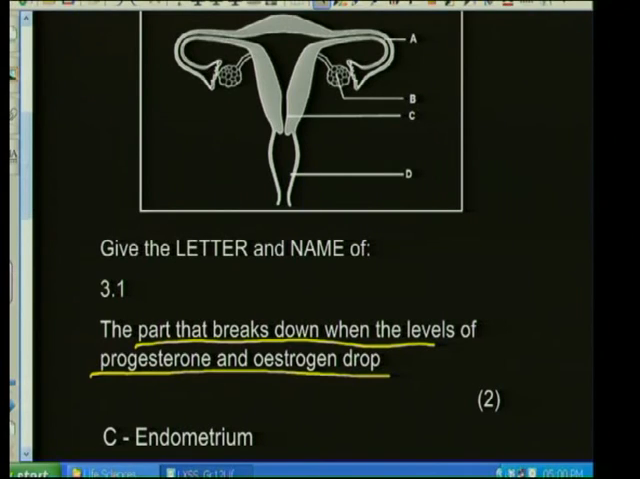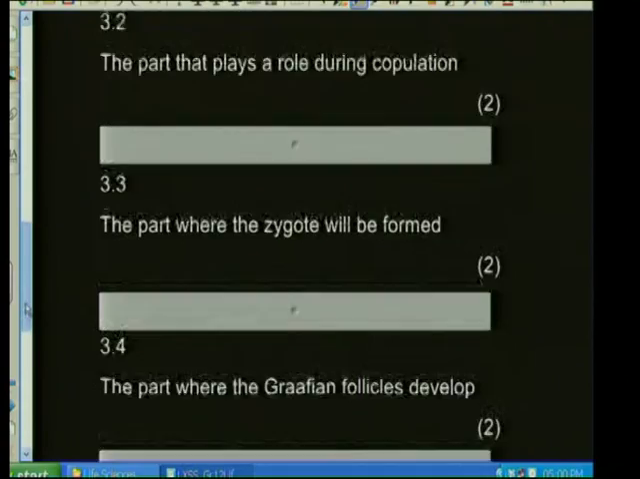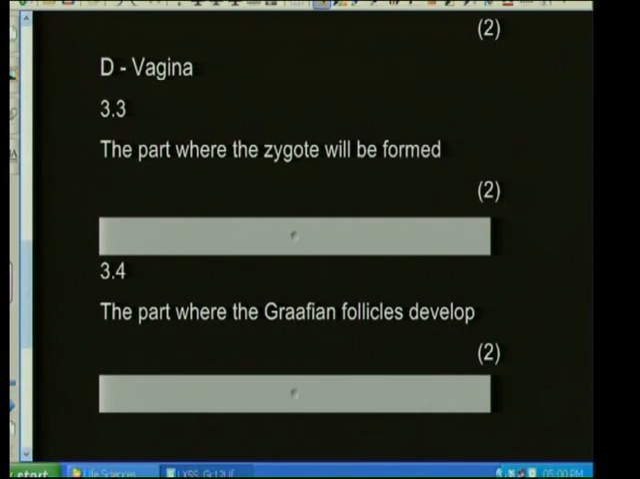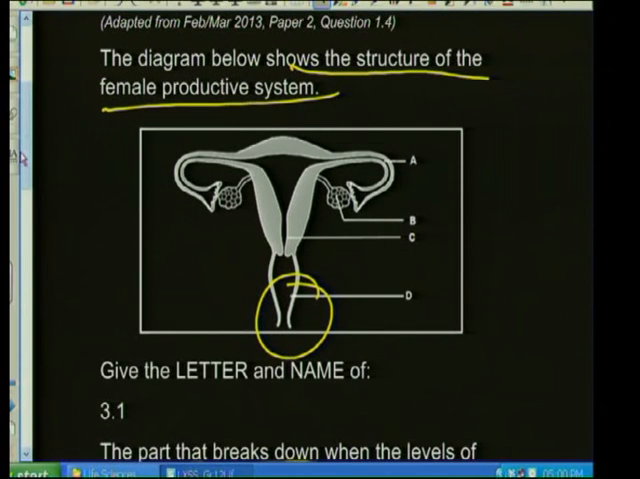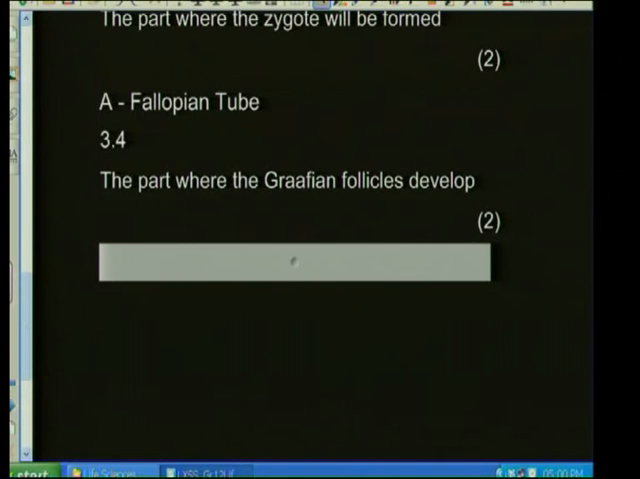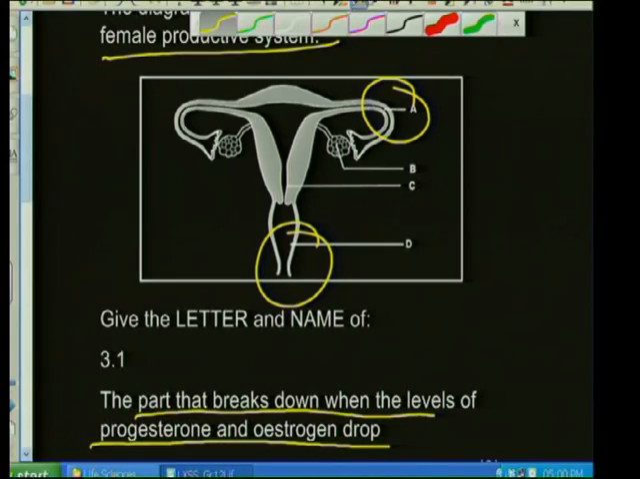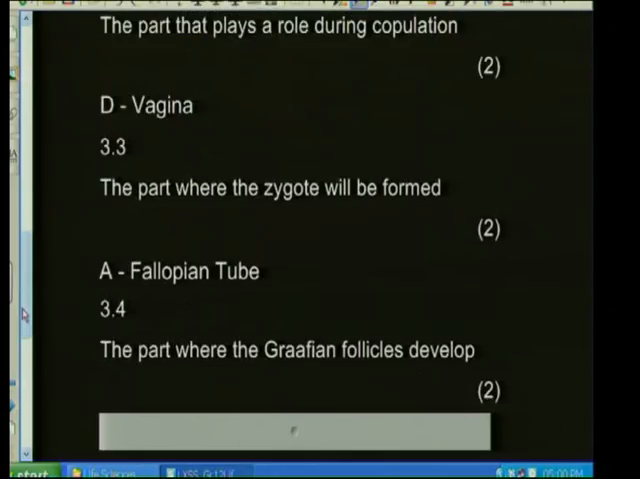The part that plays a role during copulation. Copulation is when the male inserts his penis into the female. And where does that happen? It happens at D, the vagina. The part where the zygote will be formed, in other words, where the sperm and egg meet, that would be in this area here, the fallopian tube. So the answer would be A, the fallopian tube. The part where the Graafian follicles develop. The Graafian follicles are found in the ovary, and in this diagram, that would be B, the ovary there. And that would be our answer for that one.